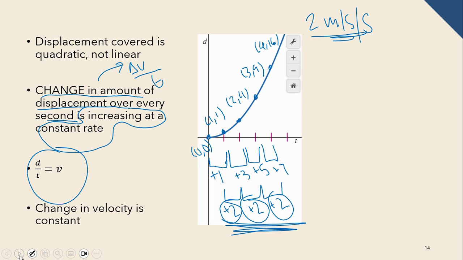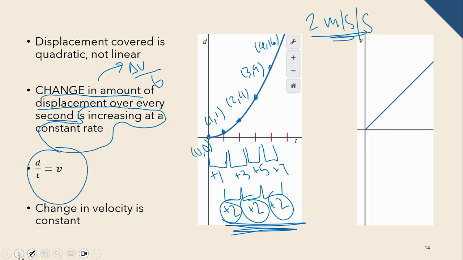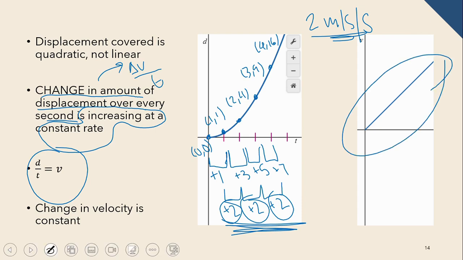But the graph for this, the velocity time graph, will look something like this. It's not a horizontal line, but a linear line with a constant slope, and the slope is going to be 2 meters per second because the velocity is increasing by 2 over every unit of time. Sorry, this is missing t over here.